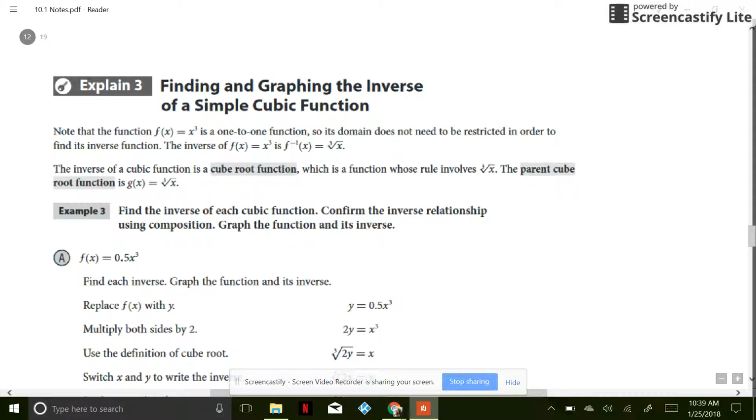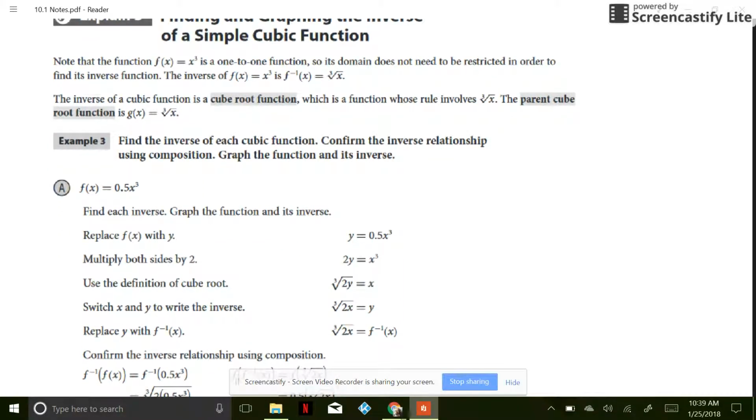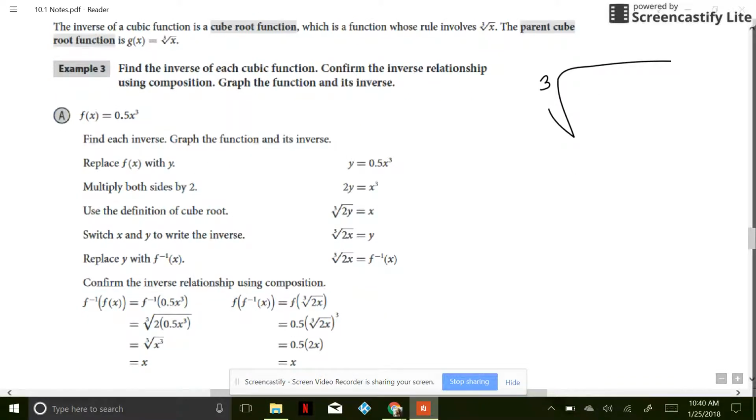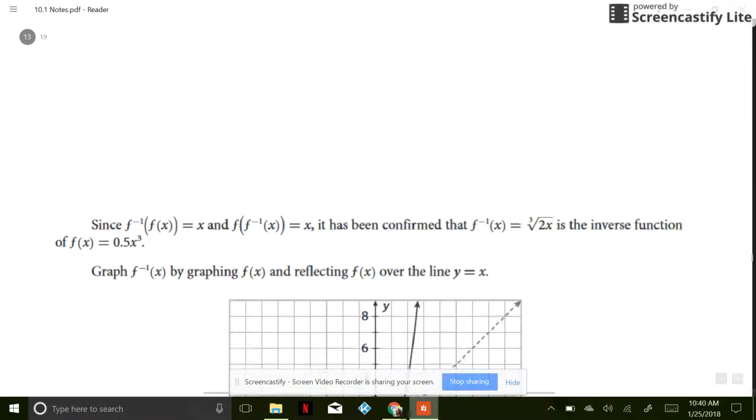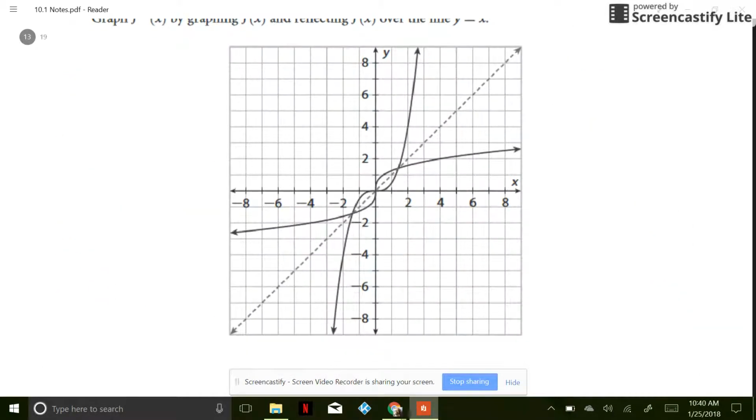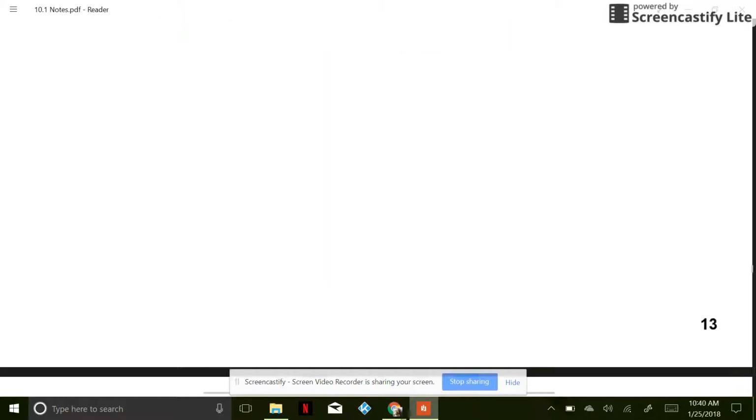We can also find the inverse of cubic functions. So the only thing that's different now is it's not x squared, it's going to be x cubed. So the inverse of a cubic function is a cube root function. It looks like this. It's got a little 3 out front there. That's what our cube root looks like. We do the exact same process, just instead of a square root, now it's going to be a cube root. Everything else stays exactly the same. So this is what the graph looks like for the problem we just solved.